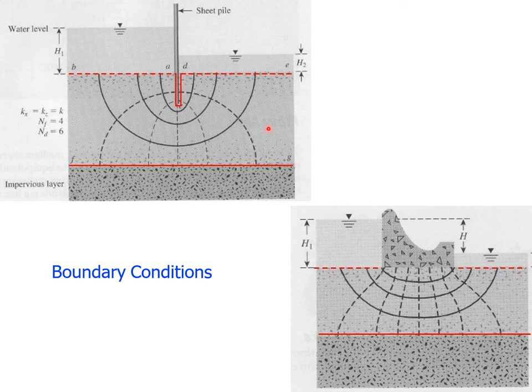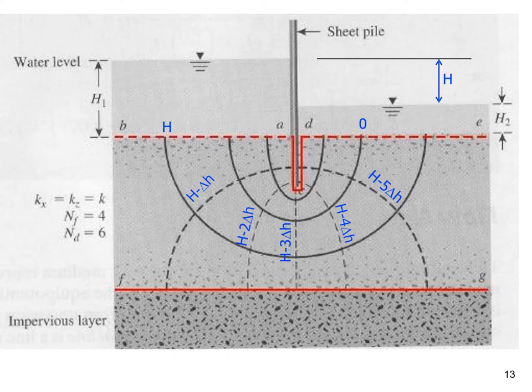And the number of equipotential lines, equipotential drops, you can see 1, 2, 3, 4, 5, and 6. So number of equipotential drops 6 and number of flow channels are 4. Here you can see again, this is first flow channel, this is second one, this is the third one, and this is the fourth one. So number of flow channels, four.